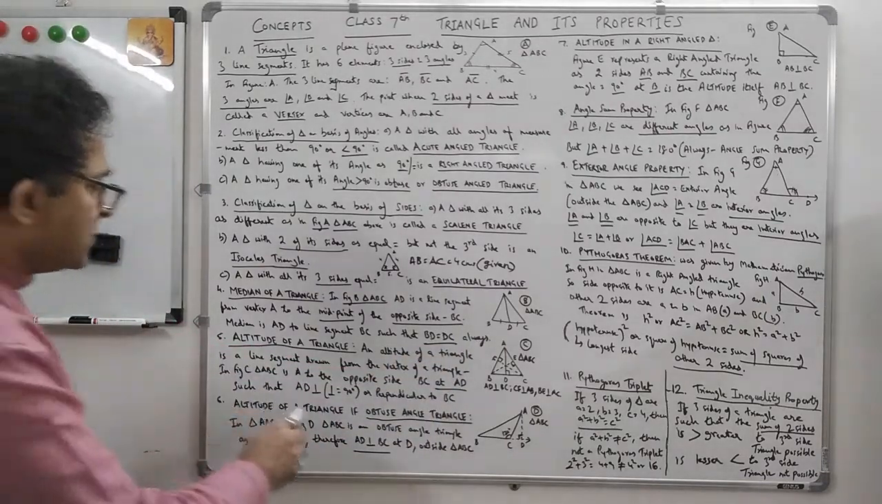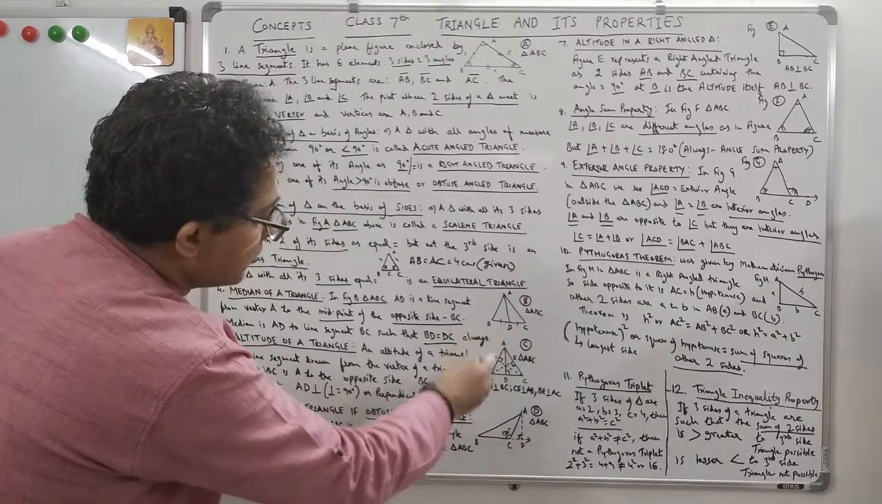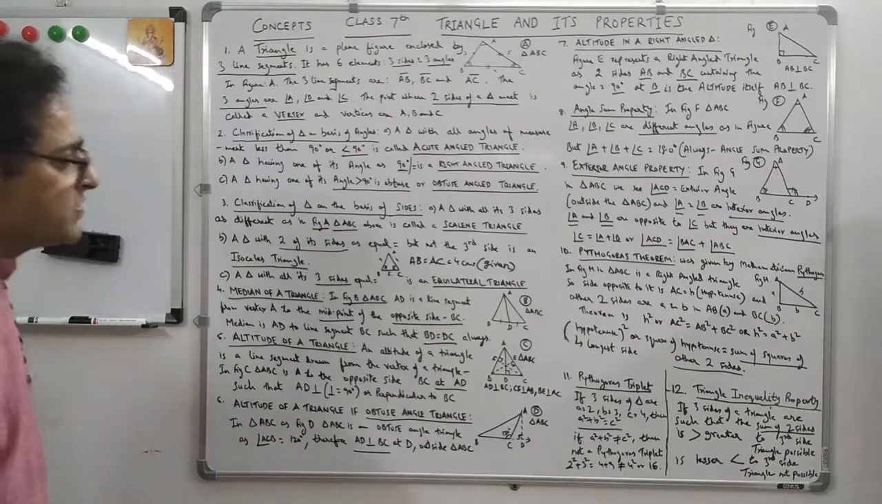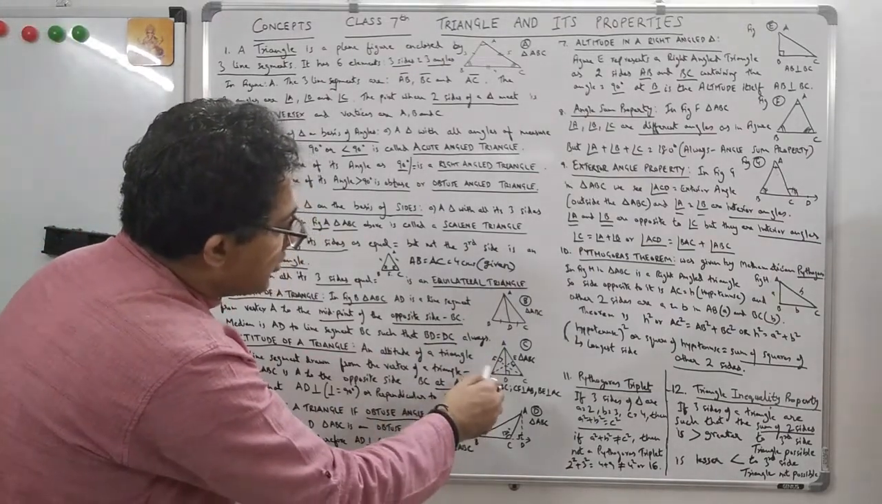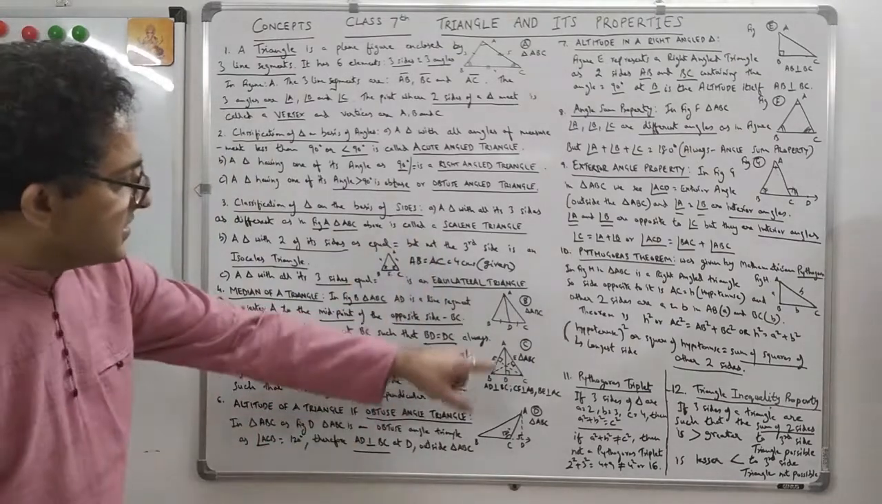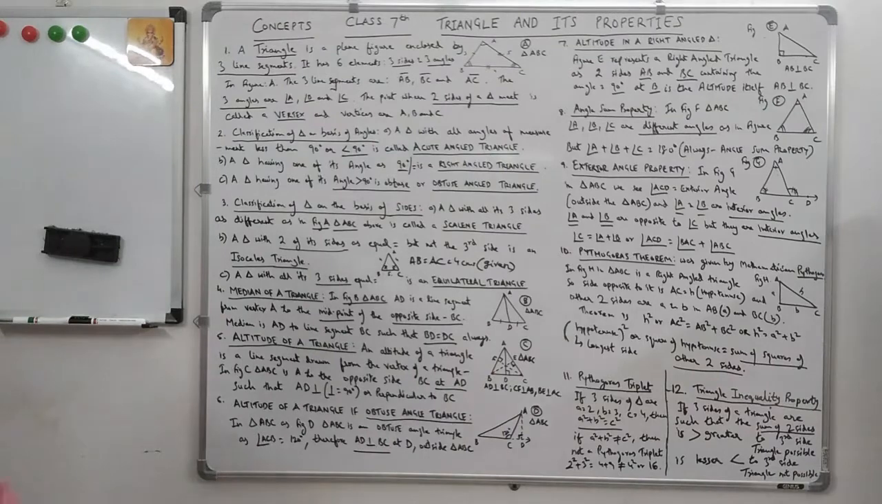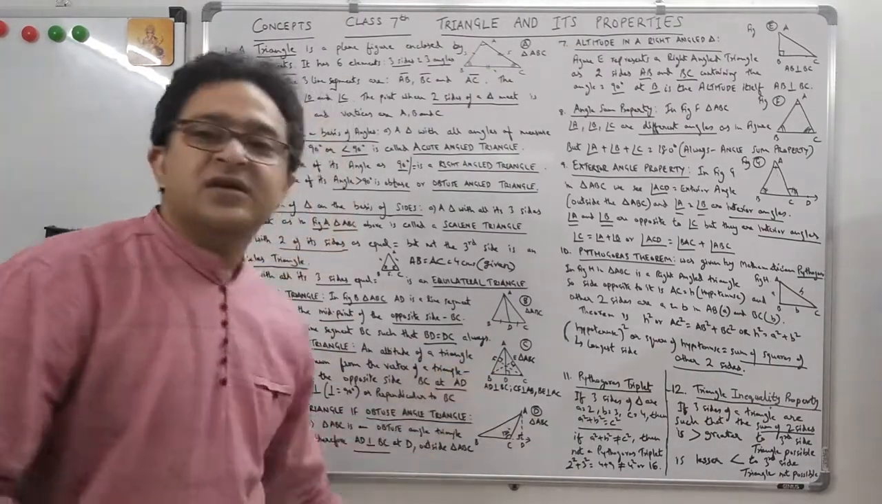Basically, I just mentioned that this is the vertex, and the line AD we are drawing is a line segment from the vertex A to the opposite side BC. So again, vertex A, opposite side BC. So we draw a line AD. Whenever we draw a line, AD will be the altitude to the side BC.